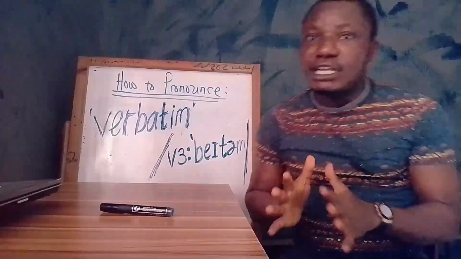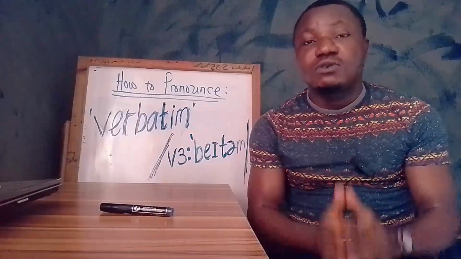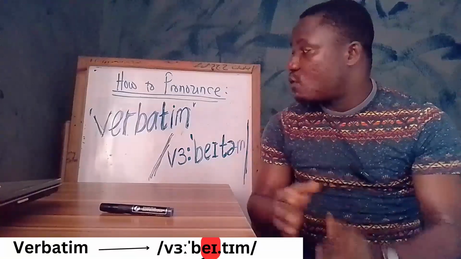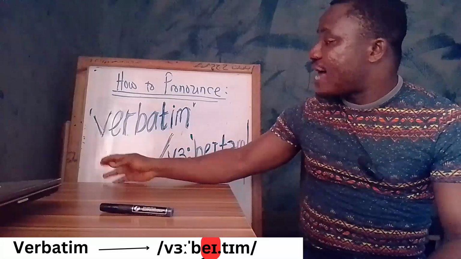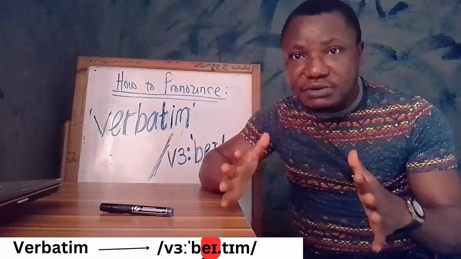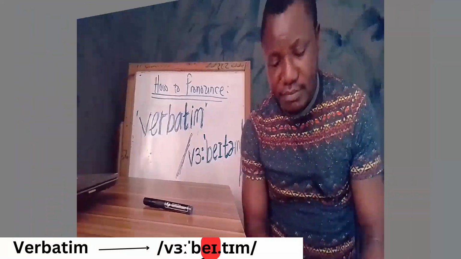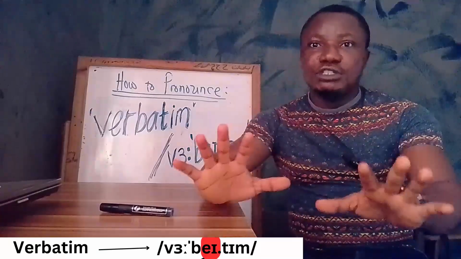Right, now still on words that people often mispronounce. Words people pronounce wrongly. And today we have a very big one to consider. Now this word on the board is spelled as VERBATIM. I take that again. VERBATIM.